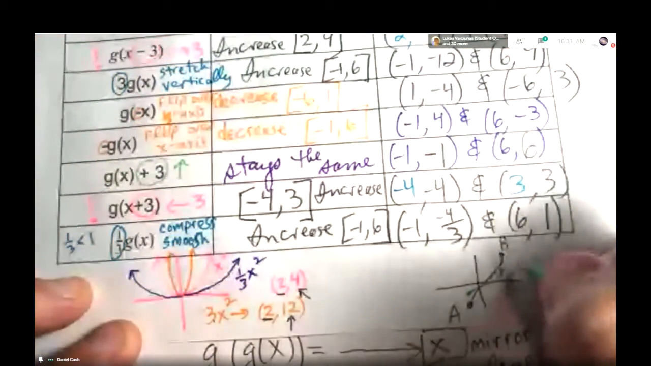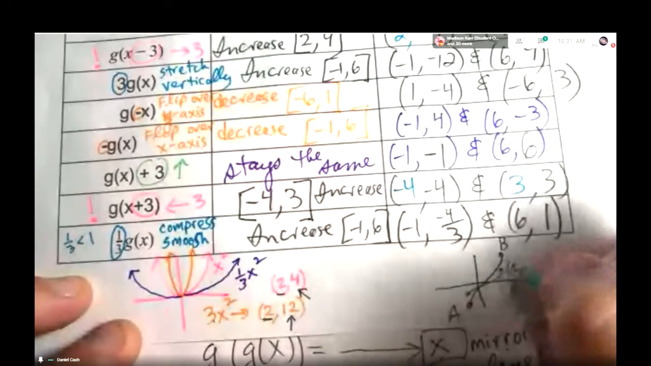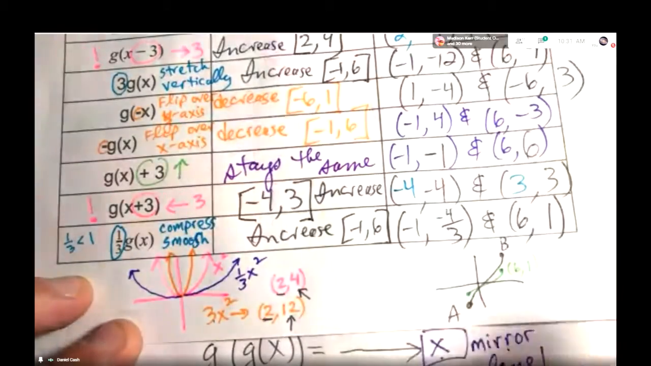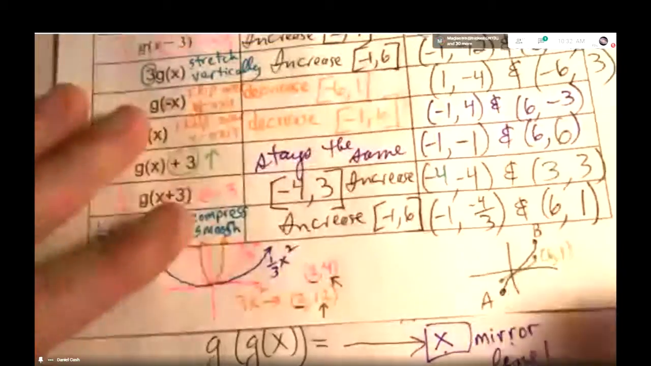So Mr. Cash, can you slide your paper to the left a little bit? Sure. Because I can't see the coordinate. A little bit more to the left. To the left, this way?